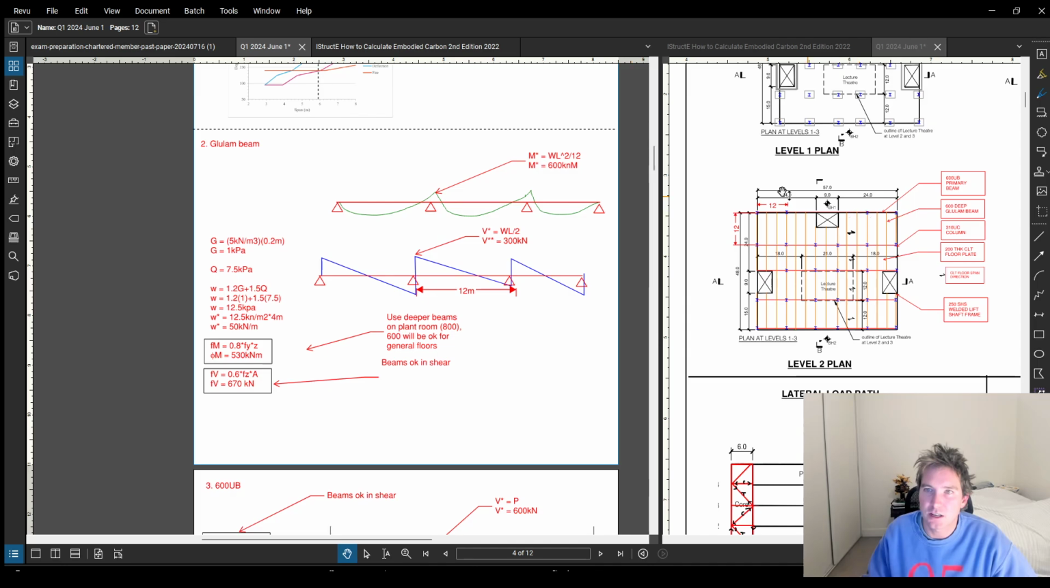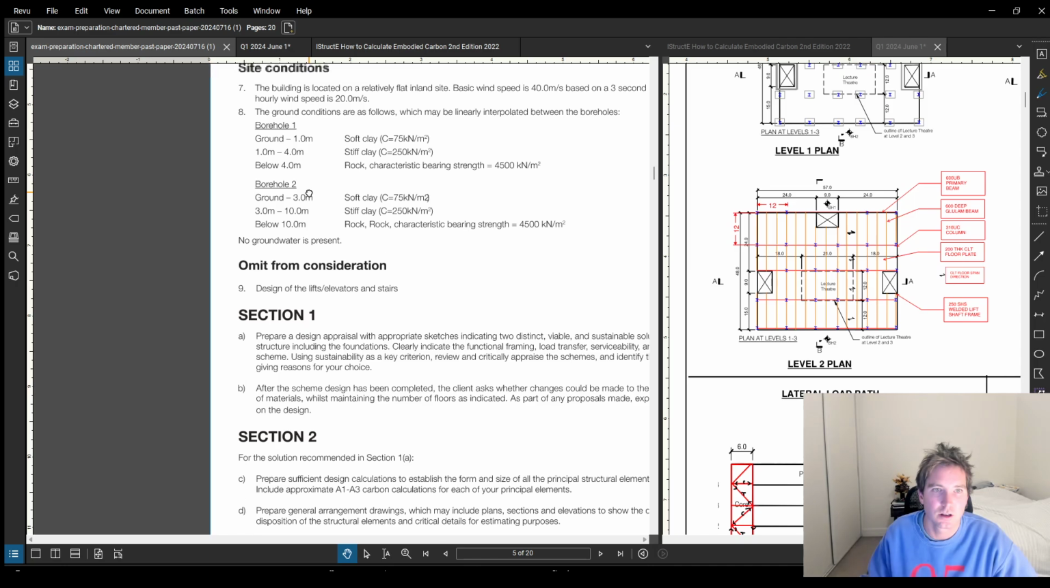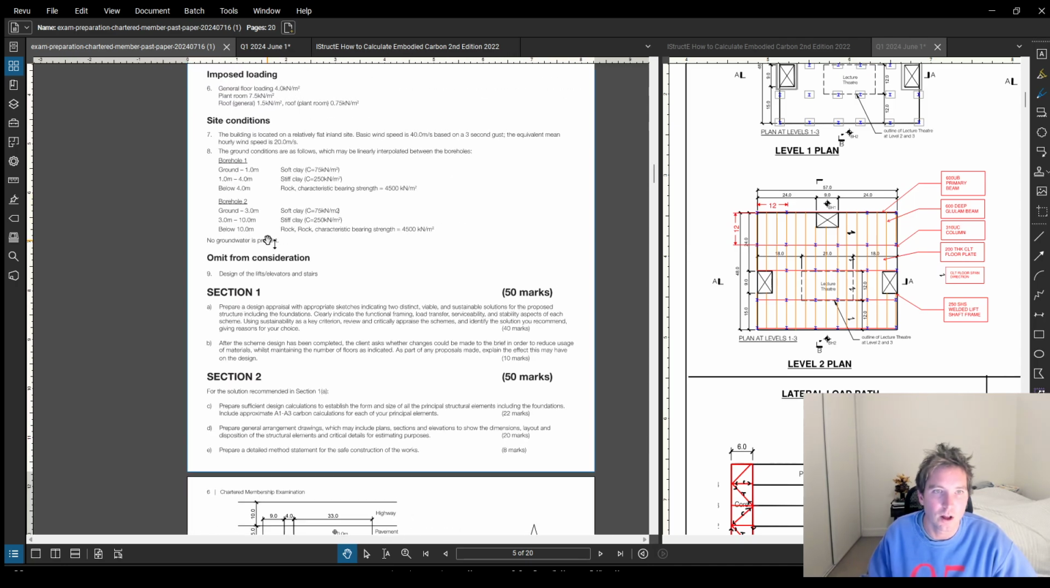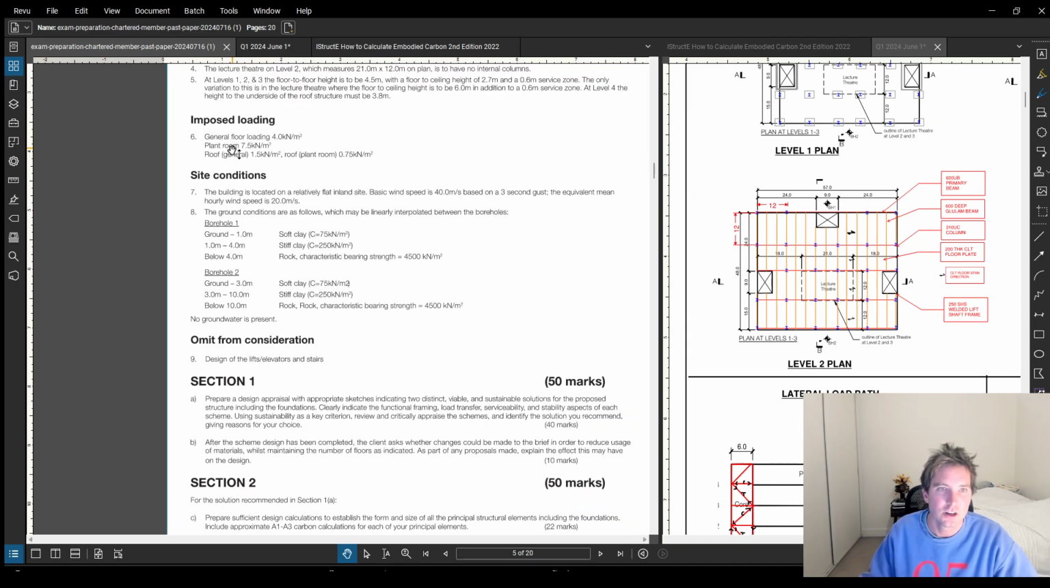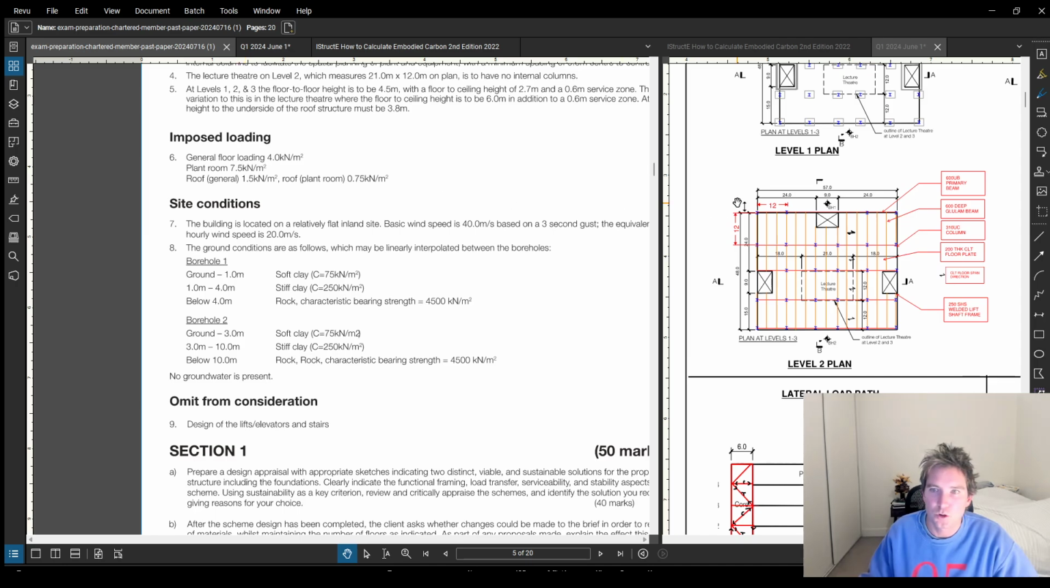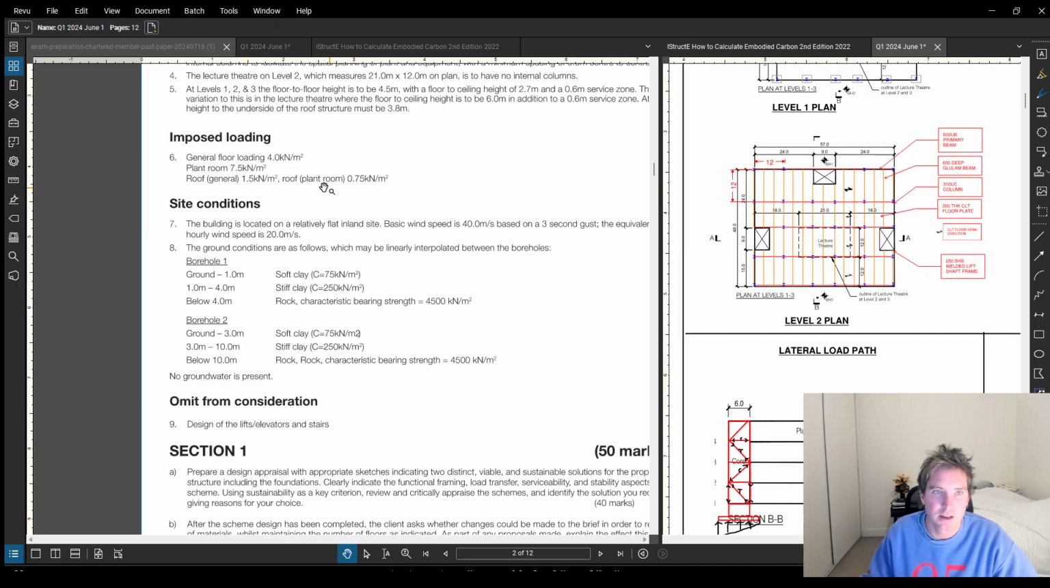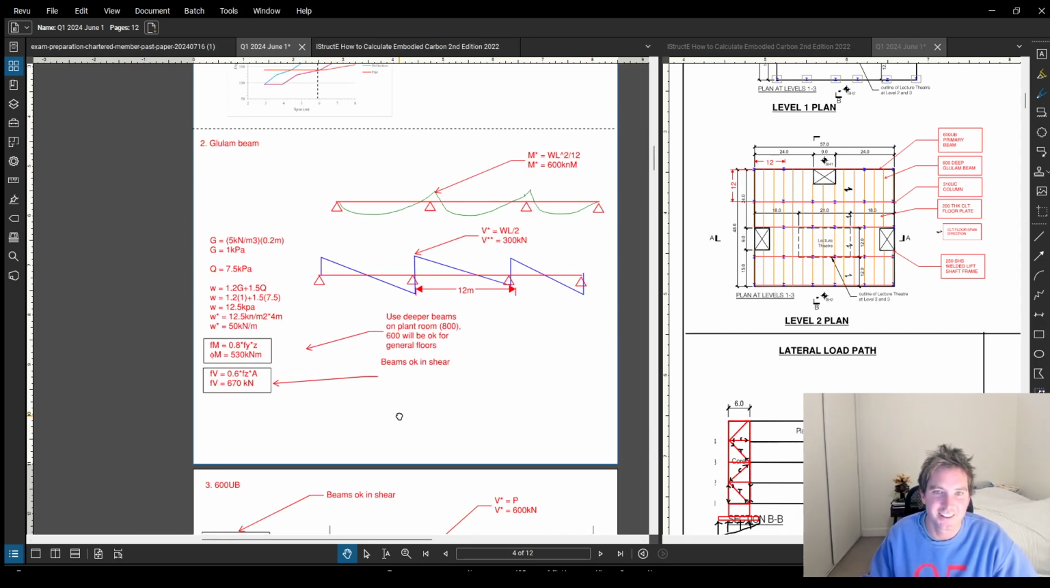If we take a look at the loading criteria, one thing on this exam that caught me out a little bit when I was doing the calculations: you can see the plant room, which is up here, has 7.5 kPa imposed loading. When I went to do my calculations, some of my members up there were failing, so I've put this note in some of my calcs.